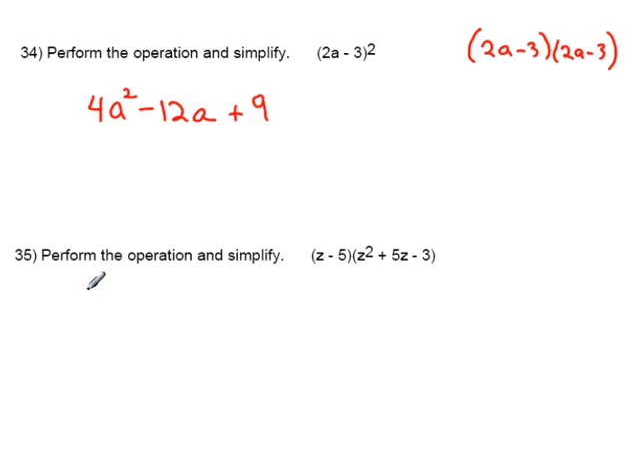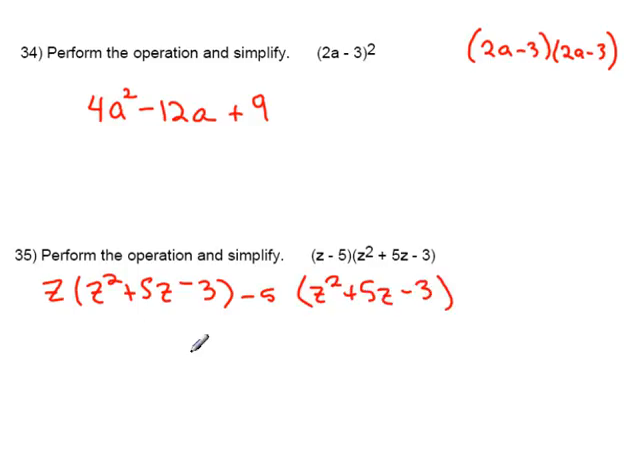Okay, number 35, you have a binomial times a trinomial, where you certainly can't use FOIL for this. What we have to do is multiply the first times everything, and then multiply the second times everything. And then we'll collect like terms. So z times z squared, and so forth. And then negative 5 times the whole term.